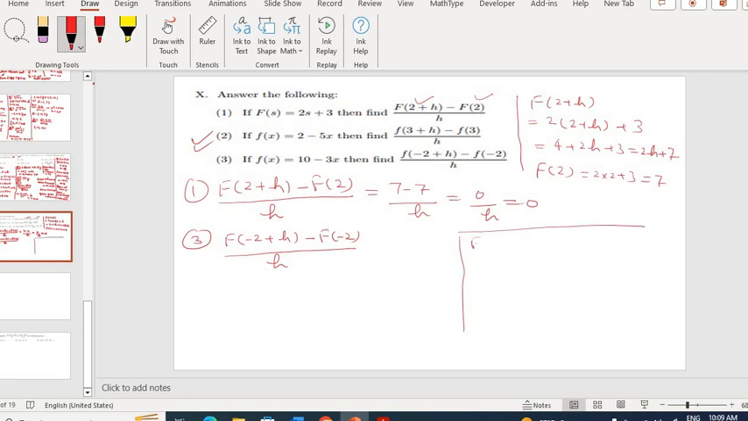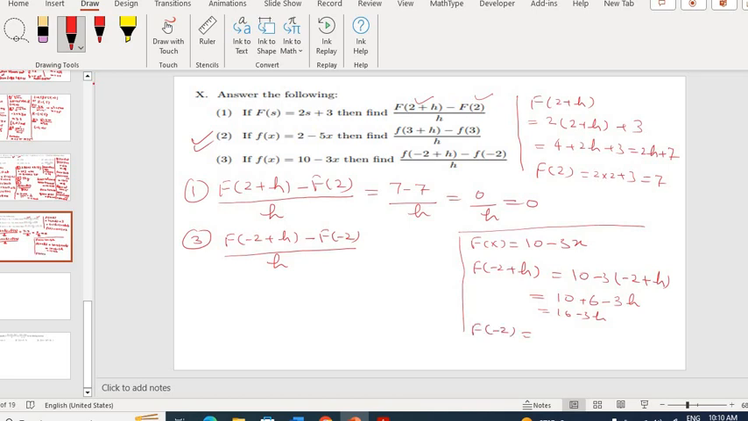So f(x) is given as 10 minus 3x. So we need to calculate f of minus 2 plus h. That means 10 minus 3x, where x means minus 2 plus h. Simplified: 10, minus multiplied by minus is plus 6, minus multiplied by plus is minus 3h. So 10 plus 6 that means 16 minus 3h.